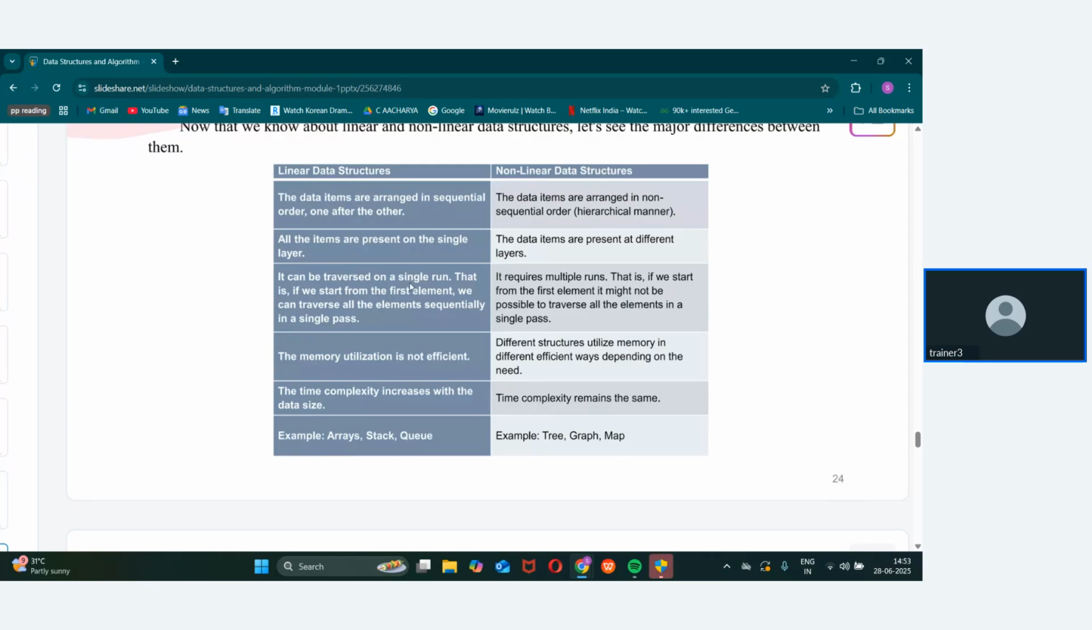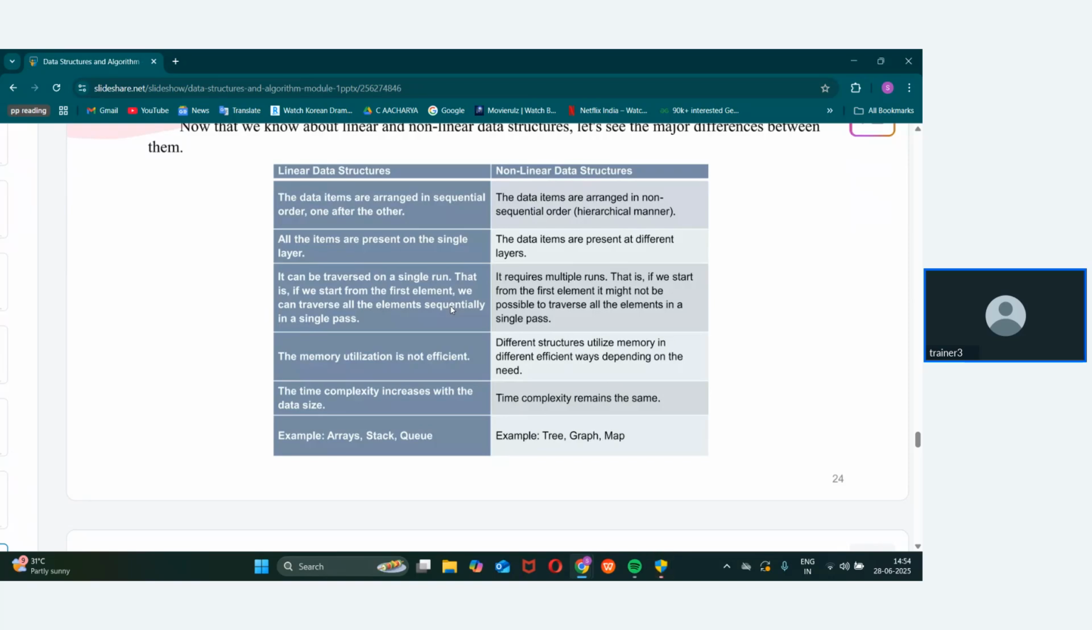So linear data structures can be traversed in a single run. That is, if we start from the first element, we can traverse all the elements sequentially in a single path. So we can go through each and every element in a linear data structure within a single run, whereas here it takes multiple runs. That is, if we start from the first element, it might not be possible to travel all the elements in a single pass. So we might require more than one pass.